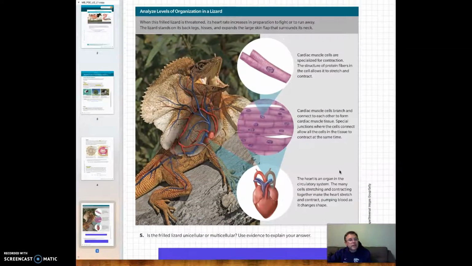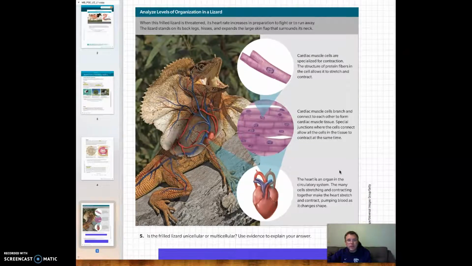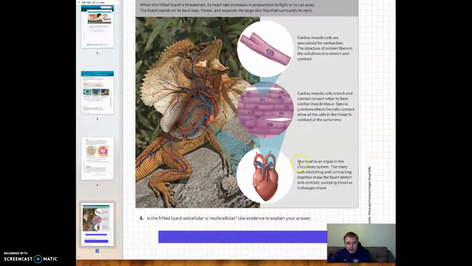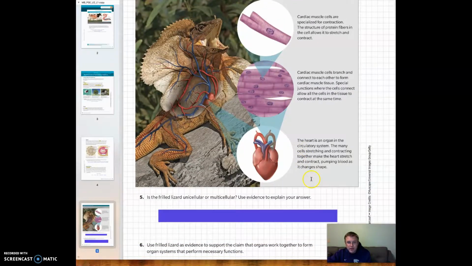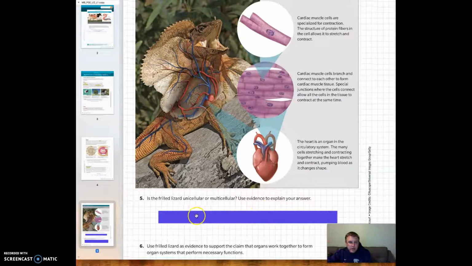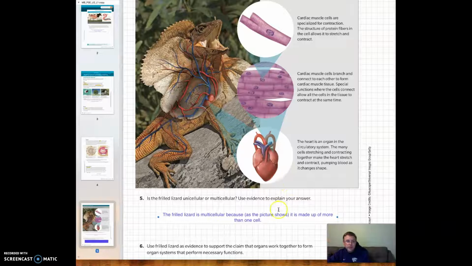It gives a little picture here that shows our frilled lizard, and taking a look at the muscle cells, put the muscle cells together to get tissues. That's a whole bunch of cells working together there, and then those tissues together to get the heart, which is an organ. So it asks, is the frilled lizard unicellular or multicellular? And try to use some evidence to explain the answer. Well, if you look at the picture, my answer there is the frilled lizard is multicellular because it is made up of more than one cell.